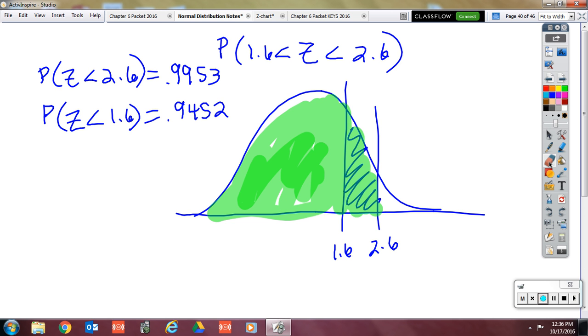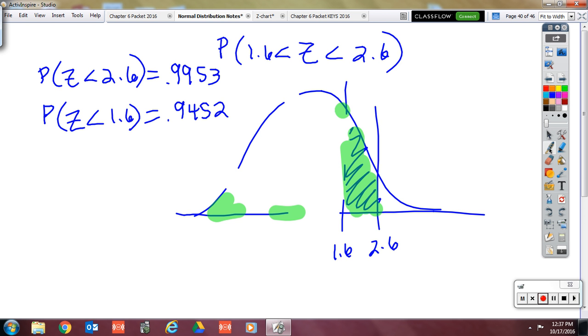So for me, I think, is this right? 0.9953 is that entire shaded green area. Is that correct? Okay, so I'm just going from memory. All right, so that entire area below 2.6 is 0.9953, and then I'm going to subtract off all this section here below 1.6, which is 0.9452. So when I subtract off that lower area, I get 0.0501. So 5.01% is what is left there in between. Okay, so that's what you always have to do when you have subtraction.